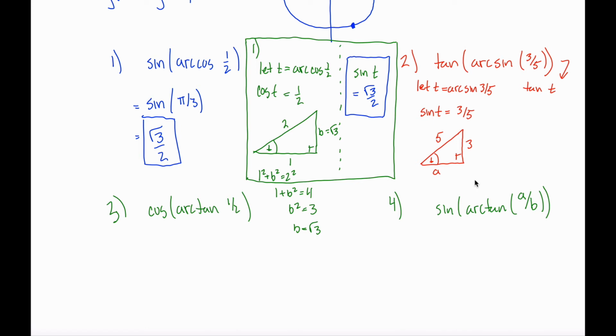If I call this remaining side, I don't know, a maybe, then a squared plus 3 squared has to be equal to 5 squared. So a squared plus 9 is equal to 25. How do I always run out of room here? A squared would be equal to 16. So a is equal to plus or minus 4. But since I'm talking about lengths, it must be equal to positive 4. What I'm saying is that my triangle here is a 3, 4, 5 right triangle.